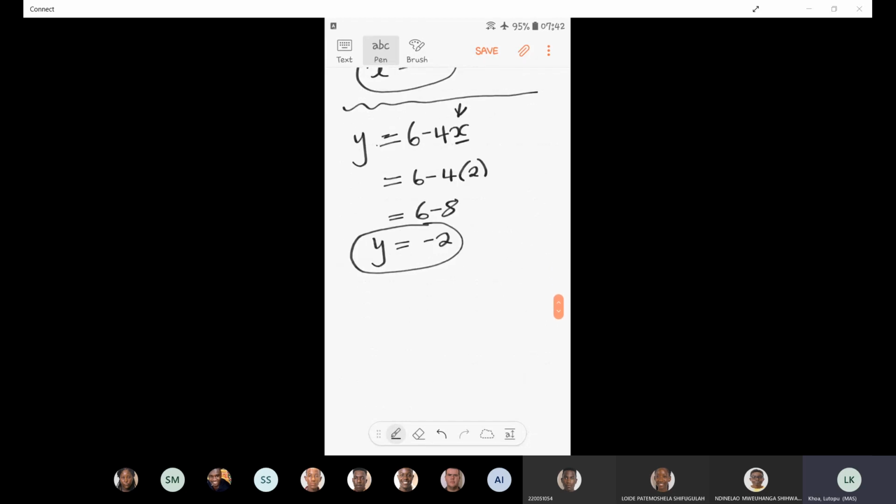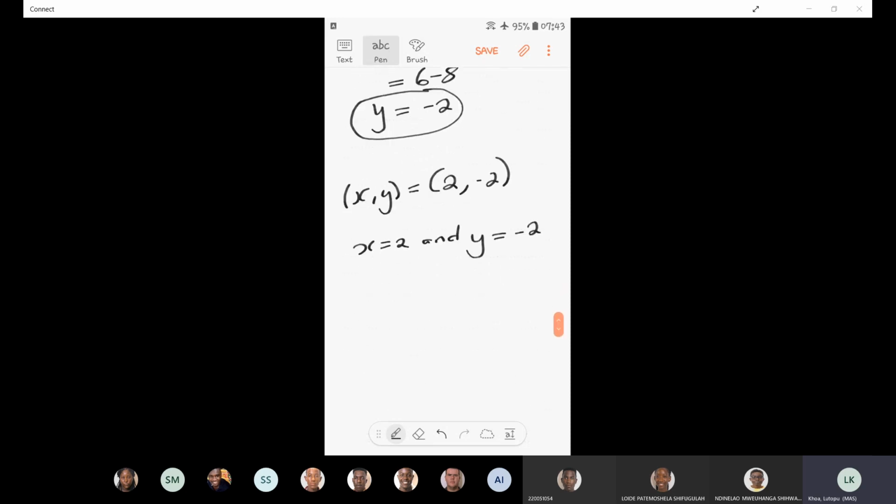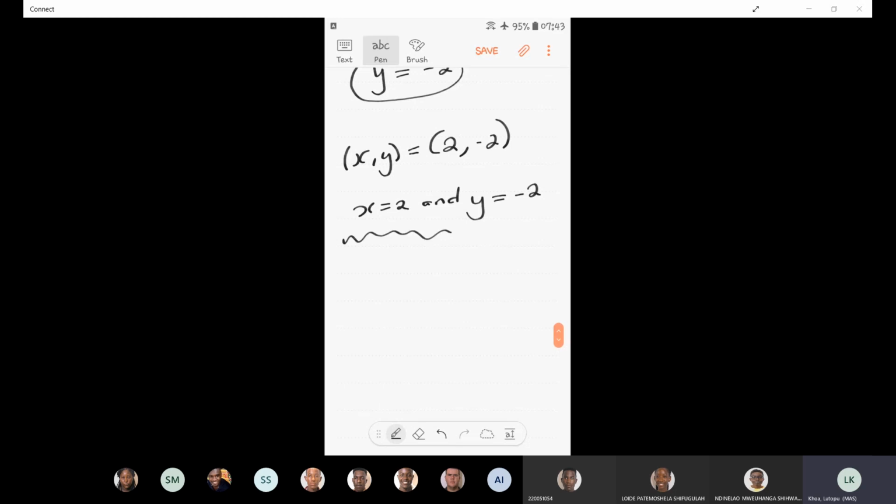Okay, so we can write our solution like this: x, y is equal to 2, negative 2, or x is equal to 2, and y is equal to negative 2. So either one of those is fine. So remember, these are a pair that go together. X is 2 when y is equal to negative 2. And that's how we solve that one by substitution. So very simple to do.